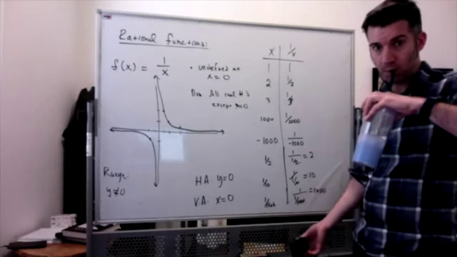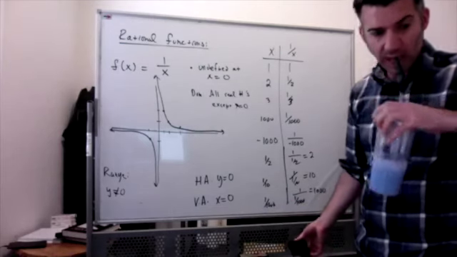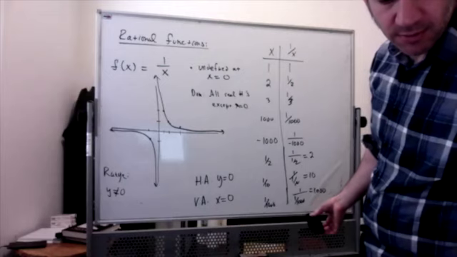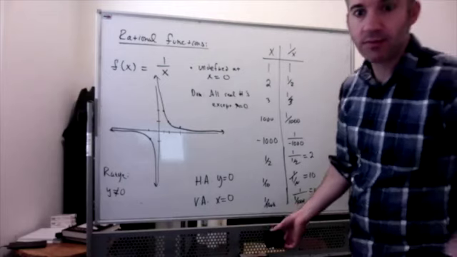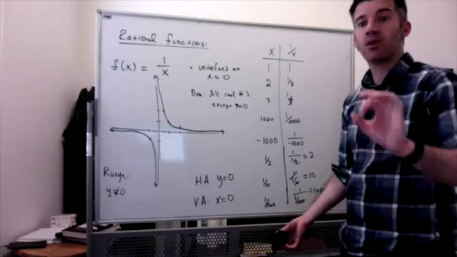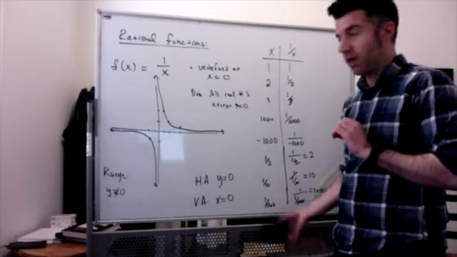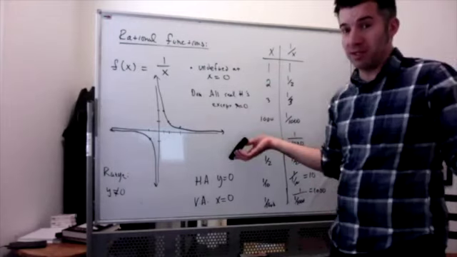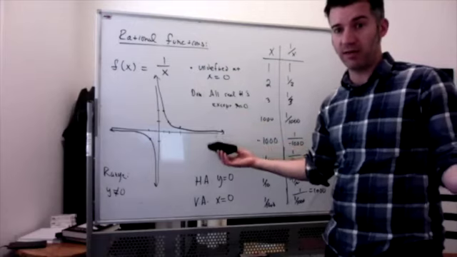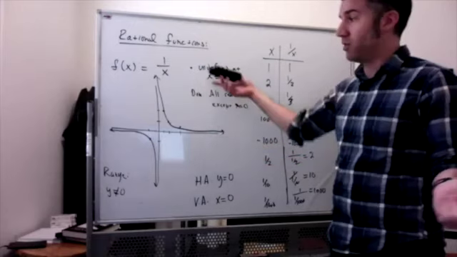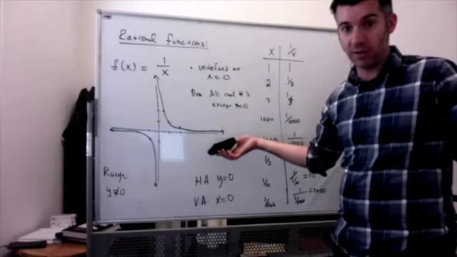Yeah, so I'm just clarifying. So domain refers to all the x values, right? And the range refers to all the y's, like all the possible y's. Okay. And for this one, the domain and the range are the same, right? The domain is all x values except for x equals 0. The range is all y values except for y equals 0.